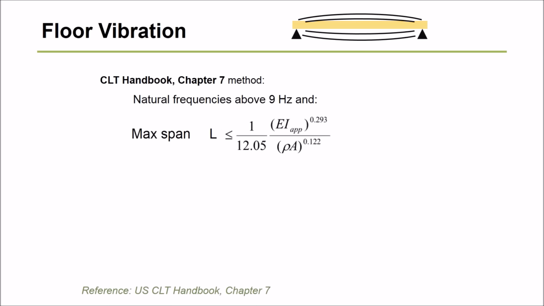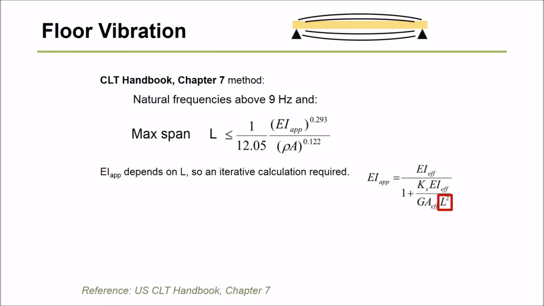If you look at this equation, it has the EI apparent, and the EI apparent depends on L. So if you actually want to run through the calculations, it's somewhat of an iterative solution where you assume an L, calculate the EI apparent, calculate the maximum span L, and then continue until they converge on a single value. But the beauty of this approach is its simplicity, that the only thing in this equation is properties of the panel itself.